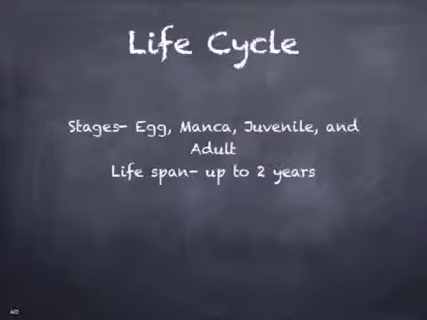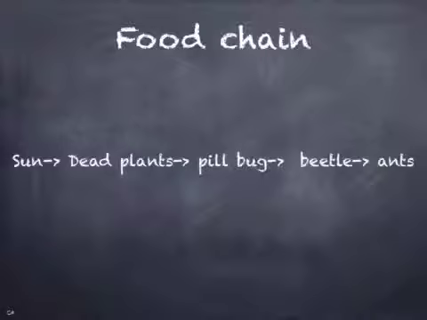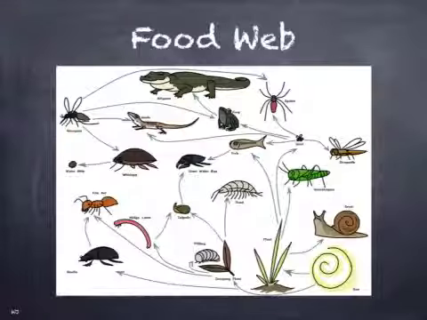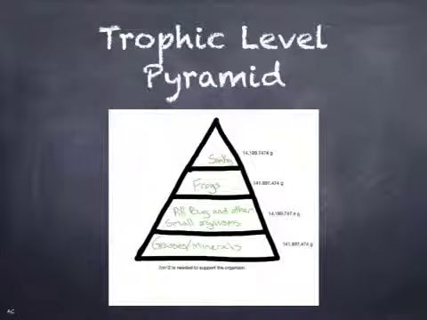Life cycle. Stages: egg, manca, juvenile, and adult. Lifespan: up to 2 years. Food chain: sun, dead plants, pill bug, beetle, and on. Trophic levels: roly-polies can be placed in the second trophic level. Food web: this is our trophic level pyramid.